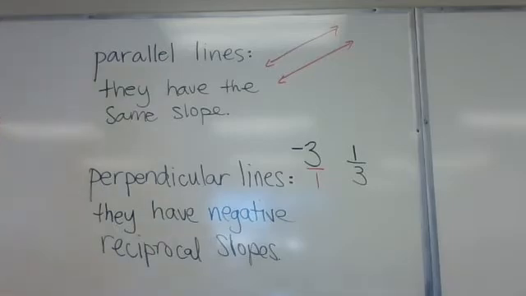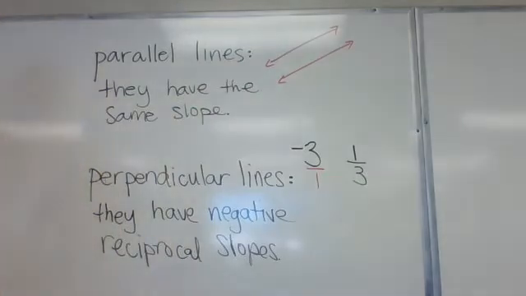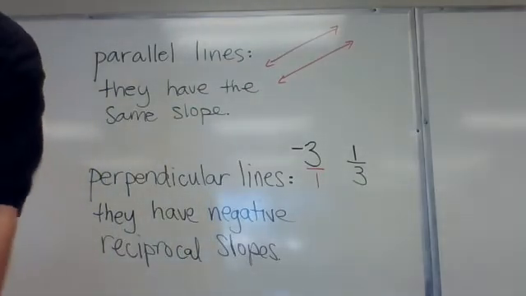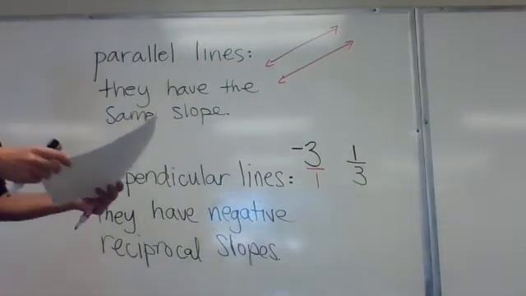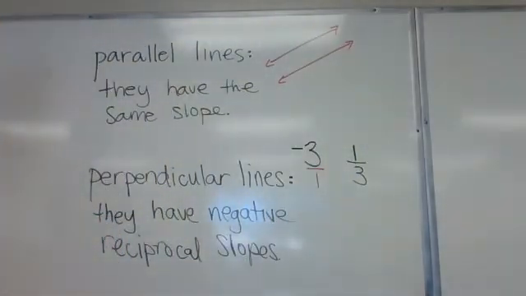So let's go to these problems. Now that we have examples and we know exactly what parallel and perpendicular mean, we should be able to go through these pretty simply. Parallel lines, again, same slope. Perpendicular lines, opposite sign with the flip.